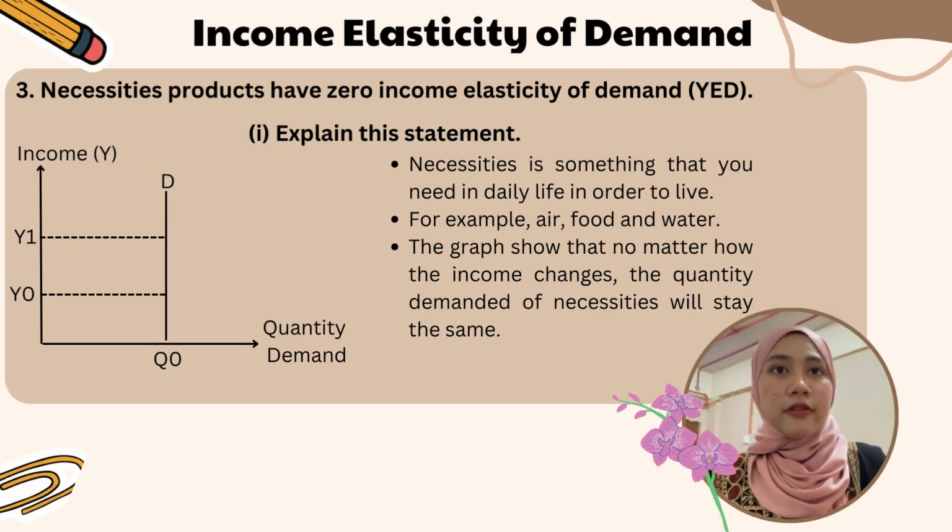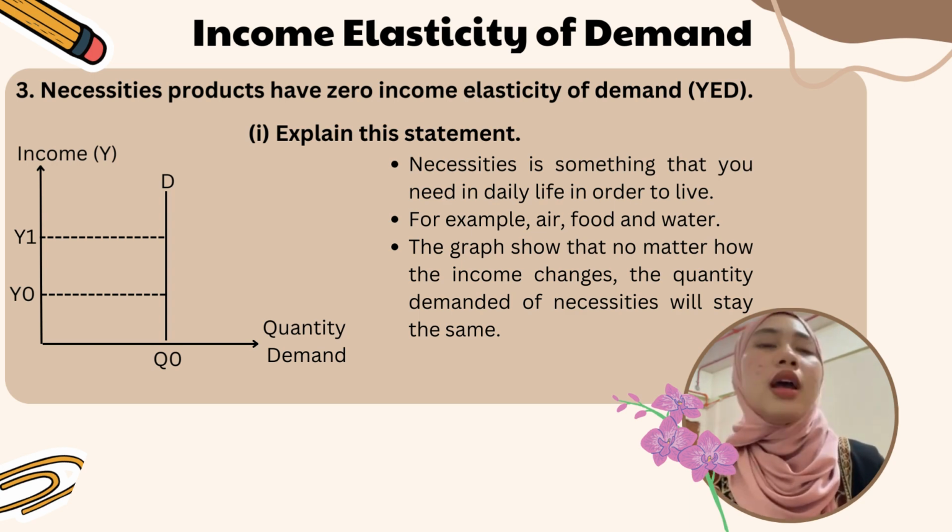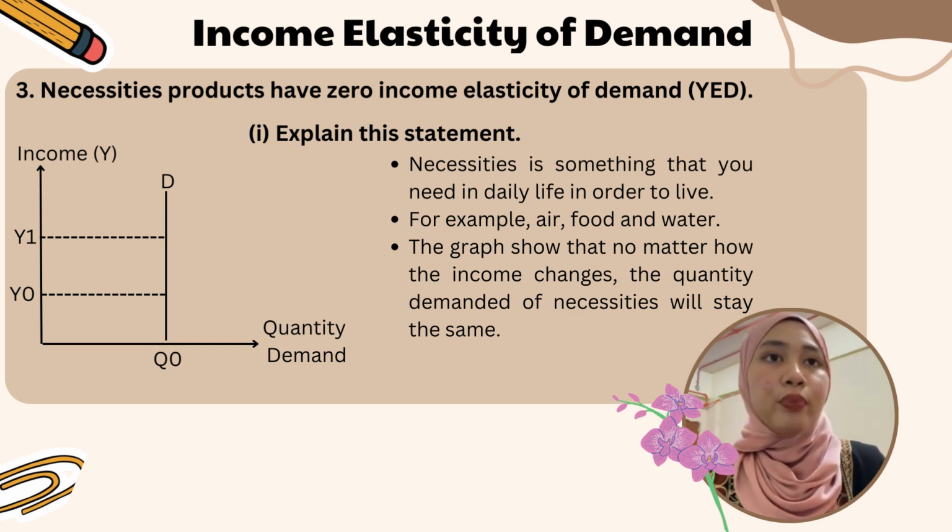Income elasticity of demand. Question number 3. Necessities products have zero income elasticity of demand, YED. Roman 1, explain this statement. Necessities are things that you need in daily life in order to live, for example air, food, and water. The graph shows that no matter how the income changes, the quantity demanded of necessities will stay the same.